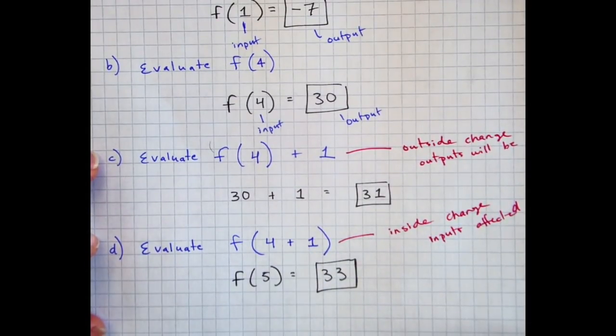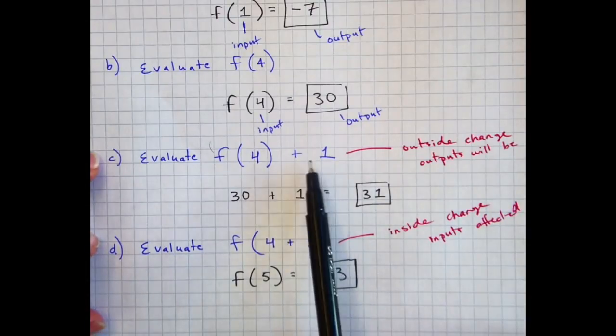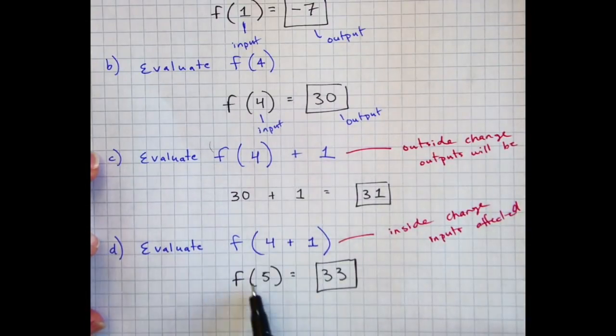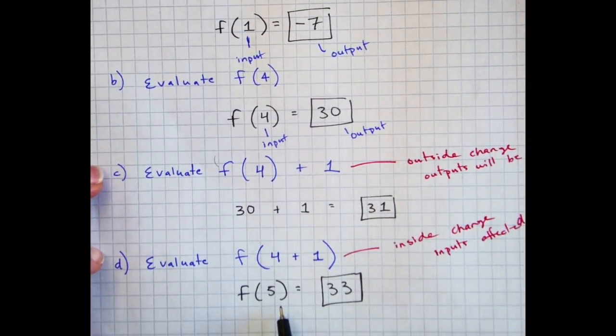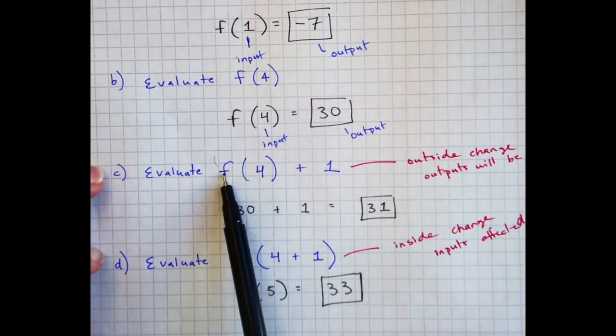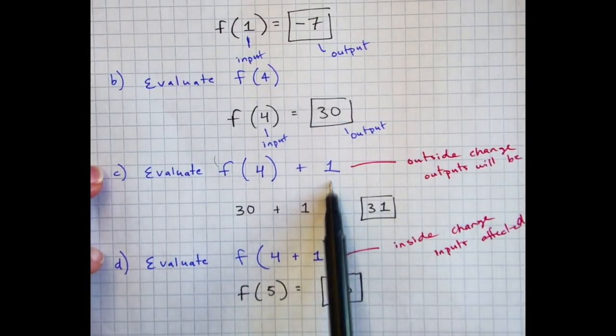Okay, so the key here is in part D, our input was affected. It turned into 5, and then we searched for a different input in the table. And in part C, we used the same input, but then the output changed because we added 1 at the end.